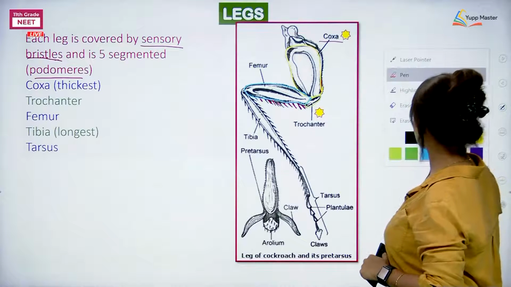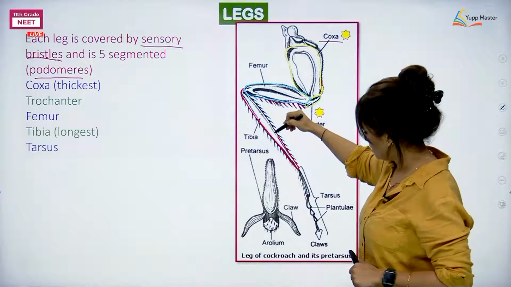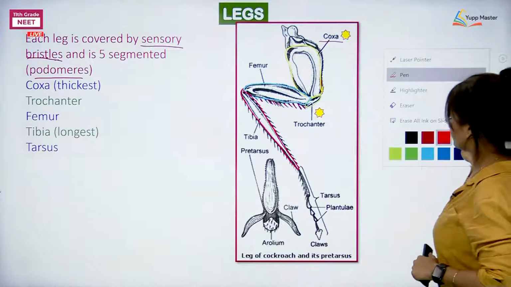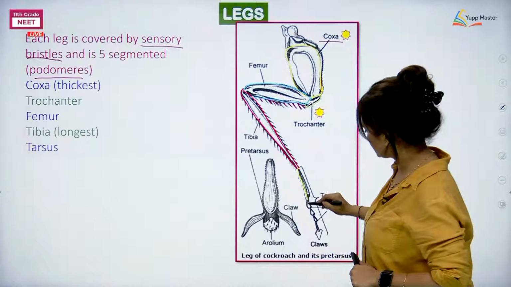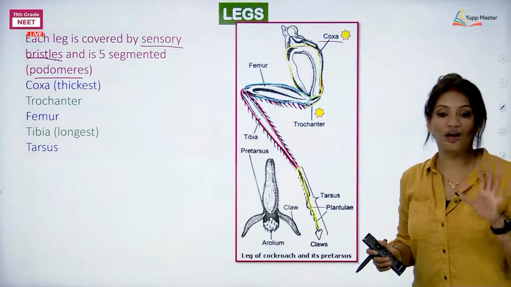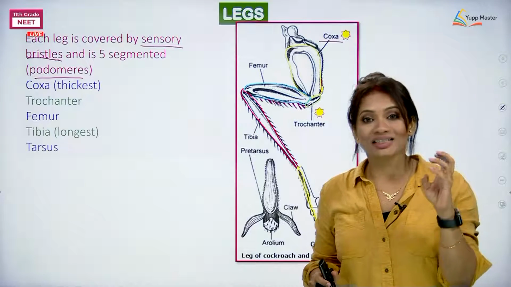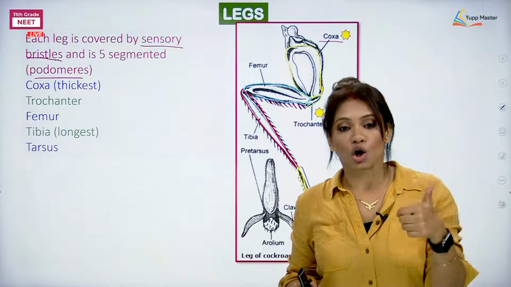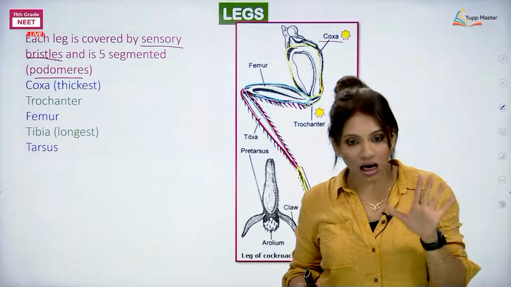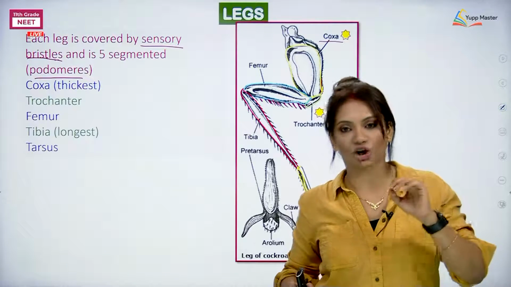After the femur we come to the next part, which is called the tibia. This region over here is the tibia, and the last part, which goes all the way down, is called the tarsus. We need to remember these 5 names. Which are they? Coxa, trochanter, femur, tibia, tarsus. Again, coxa, trochanter, femur, tibia and tarsus. These are exactly the 5 podomeres which are found in all the legs of the cockroach.